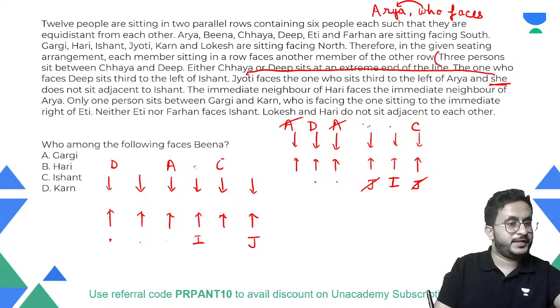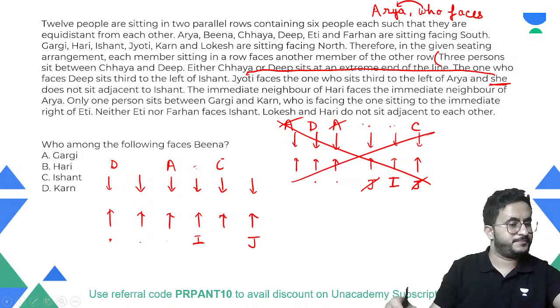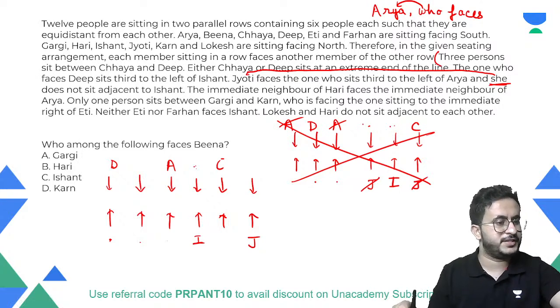Can we put Arya here? If we put Arya here, third to the left is nobody. Right? So, all in all, we can say that this case is not possible. Okay, so far we have rejected one of the cases.